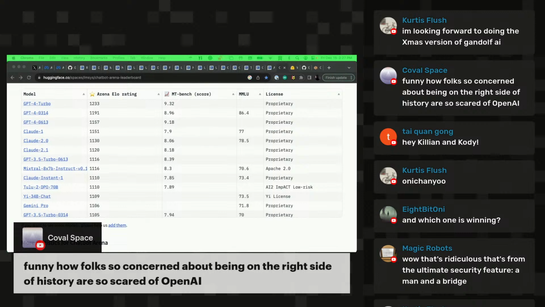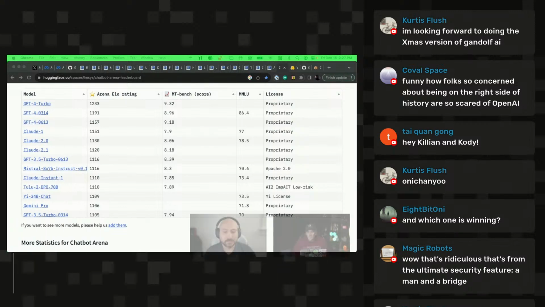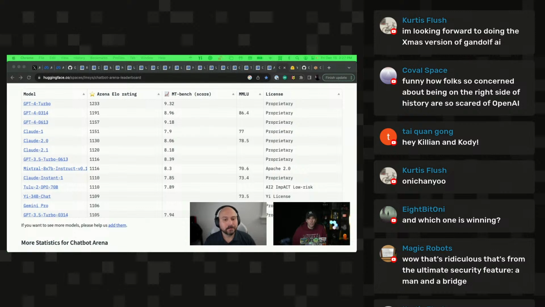Funny how folks are so concerned about being on the right side of history and are so scared of OpenAI. Well, okay, I don't know if you guys have seen Terminator. We did a reference to that earlier, but there are reasons why AI does represent a threat, and releasing it without the proper safeties can lead to unintended consequences. Initially, it's going to be data loss, phishing attacks, that sort of thing. But eventually, it could be more severe. So AI safety is nothing to sneeze at.